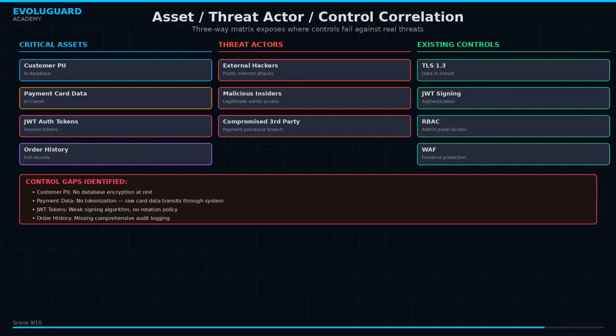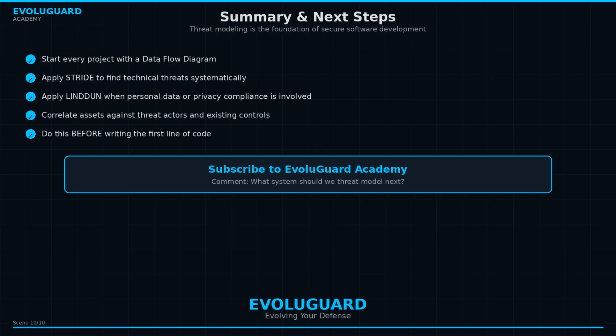This three-way correlation matrix exposes precisely where your controls fail against your actual threat actors. This is the core deliverable of threat modeling, not a list of threats, but a prioritized list of control gaps. Threat modeling is not optional. It is the foundation of secure software development. Start every project with a data flow diagram. Apply STRIDE to find technical threats systematically. Apply LINDDUN when personal data or privacy compliance is involved. Correlate your assets against your threat actors and your existing controls. And most importantly, do this before you write the first line of code.